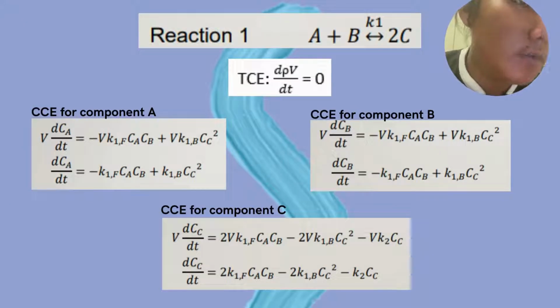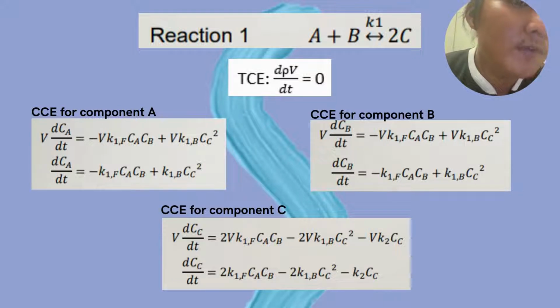Okay, in this slide, as you can see, the TCE is equal to 0, and we need to find the CCE for each component. So CCE for component A will get negative V K1F CACB plus V K1B CC power of 2, and the final answer is negative K1F CACB plus K1B CC power of 2.